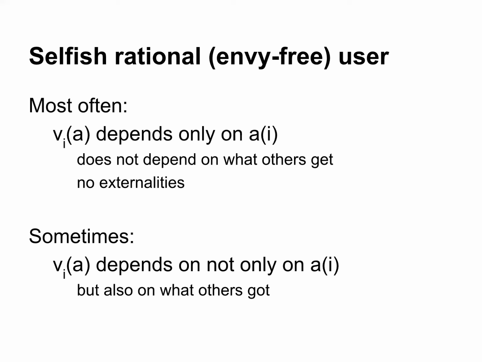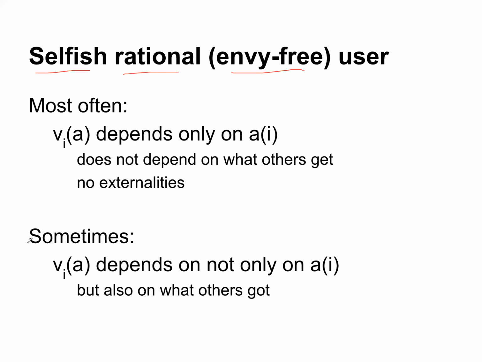Now, we will consider something that may be called a selfish, rational, envy-free user, and will not go into all the details of what each of these things means. But in general, most often the users don't look at what the other users get. They look at what they get, right? An allocation of resources is not only what you get, but also what all the others get. And if you are selfish, rational, and envy-free, then you don't care what the others get. You only care about your own resource.